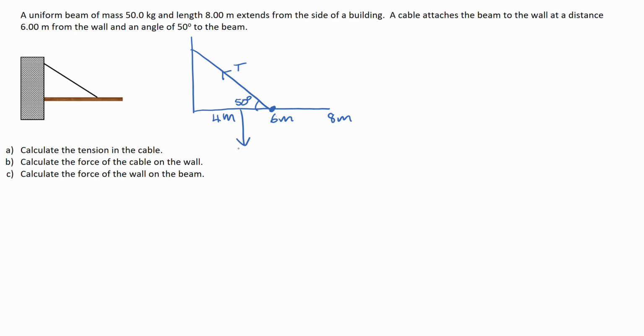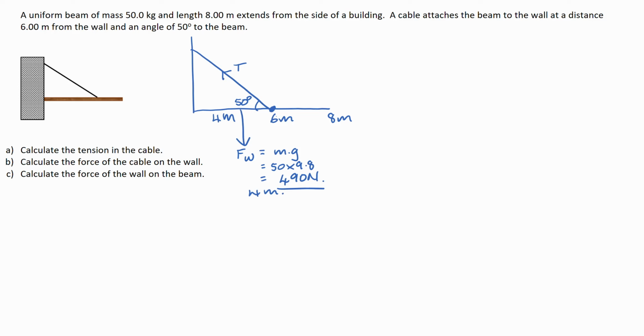And we know what the weight is because we know the mass. So the weight of that beam is equal to m times g, which is equal to 50 times 9.8, which gives me 490 newtons. We also know that it's at 4 meters. All right, so we need to work out the tension in the cable to start off with.